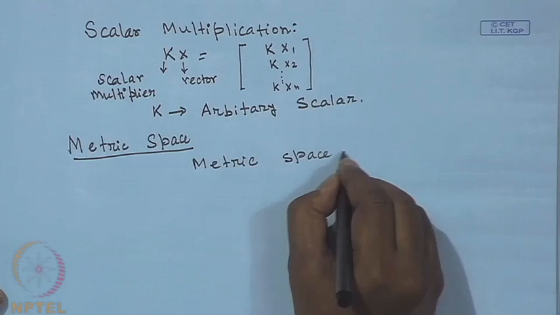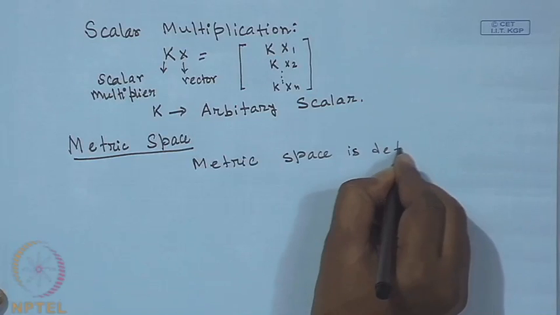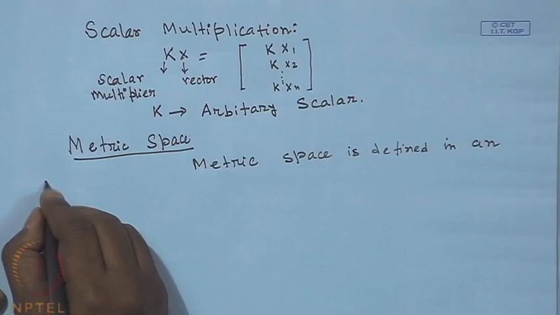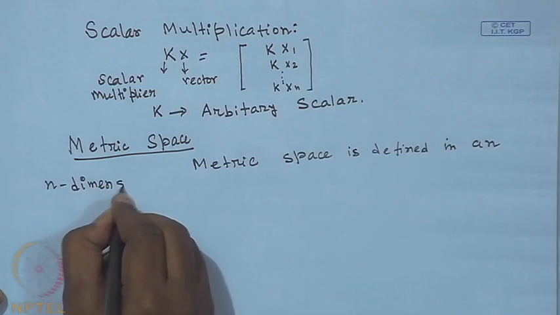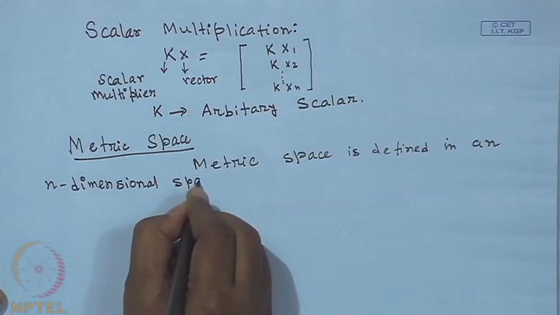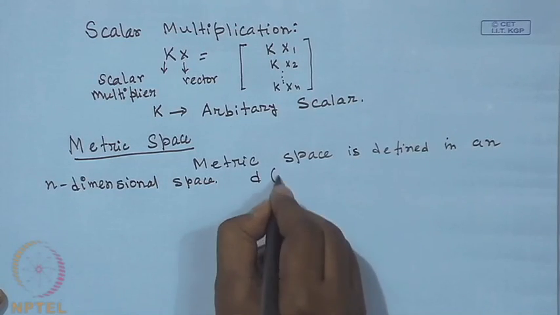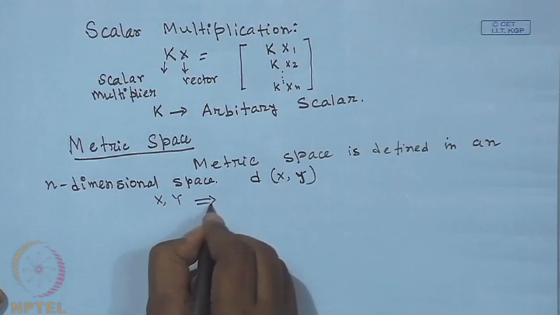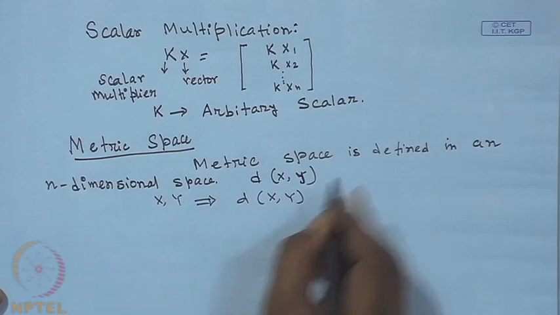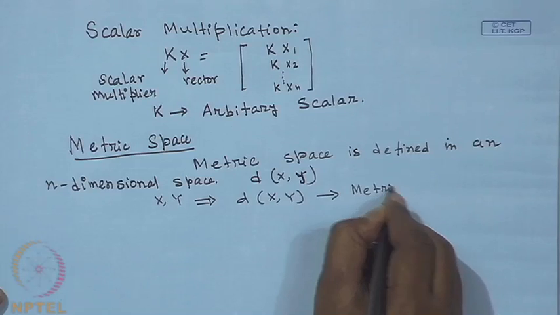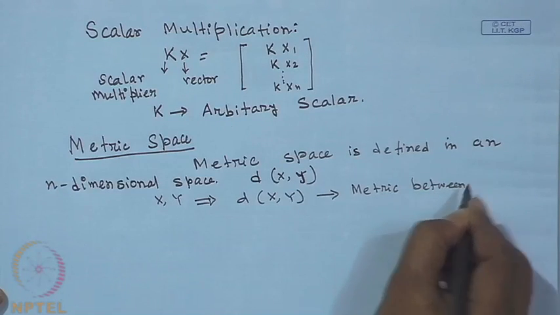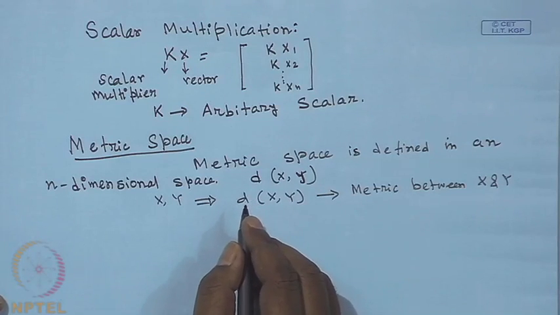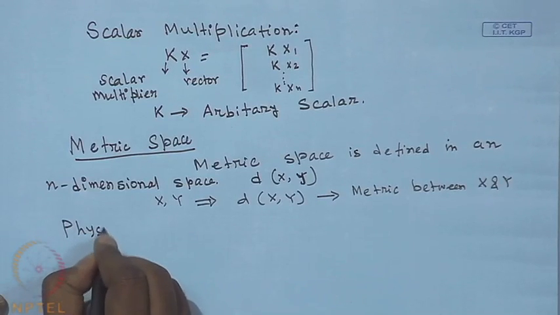So, what is a metric space? A metric space is defined in an n dimensional space, and the notation is d of x and y. If x and y are two vectors, then the metric between the two is denoted by d of x and y. This is known as the metric between x and y. So, what is the physical significance of this metric?